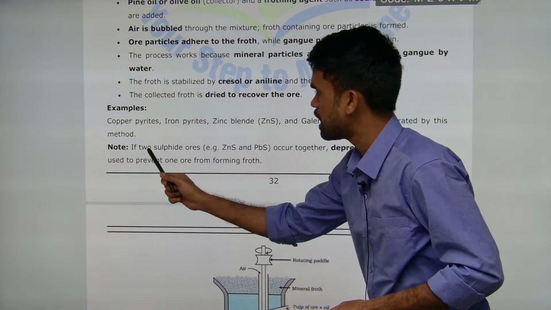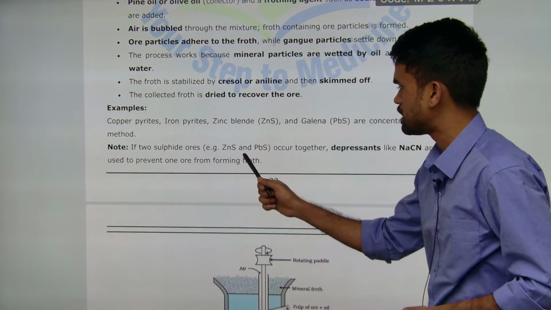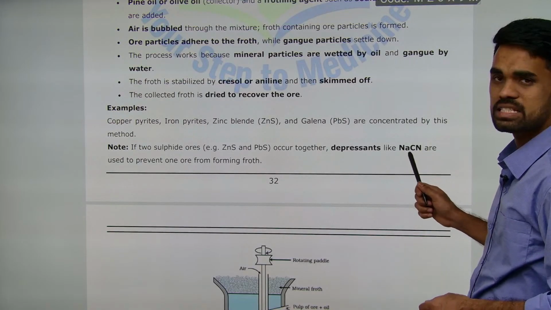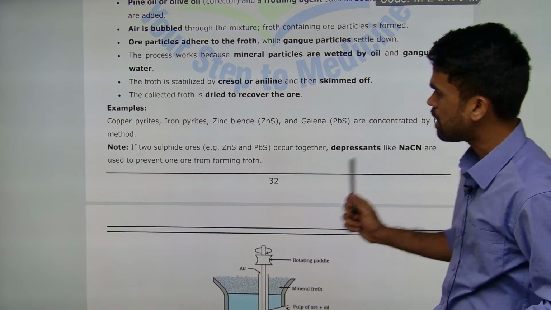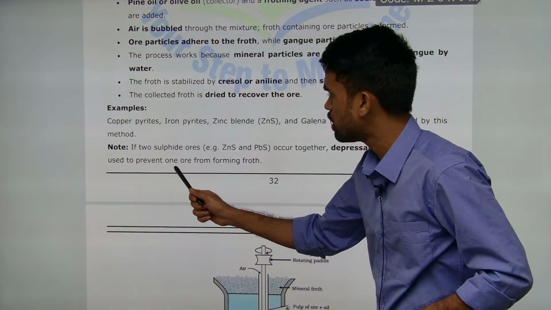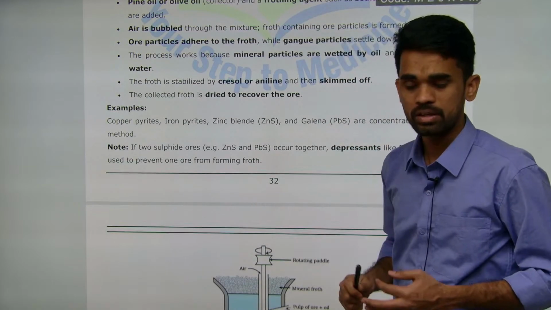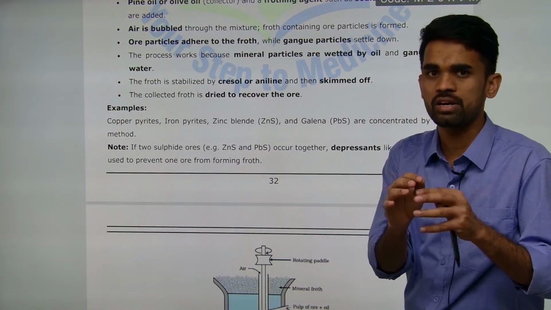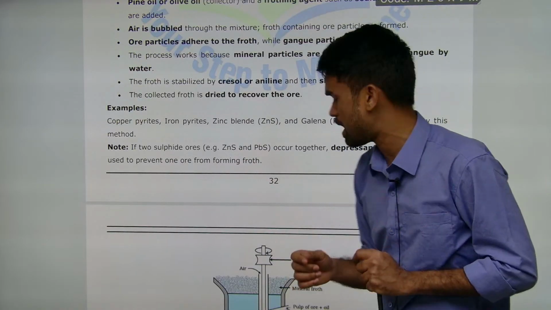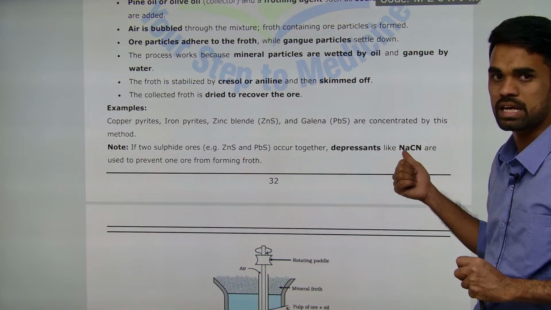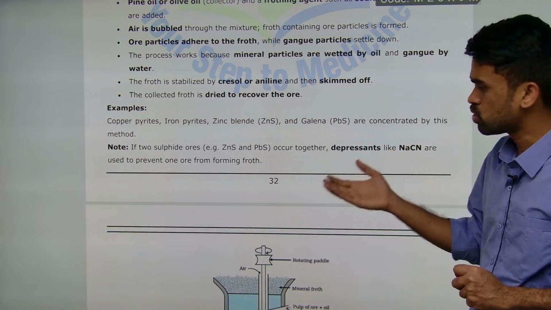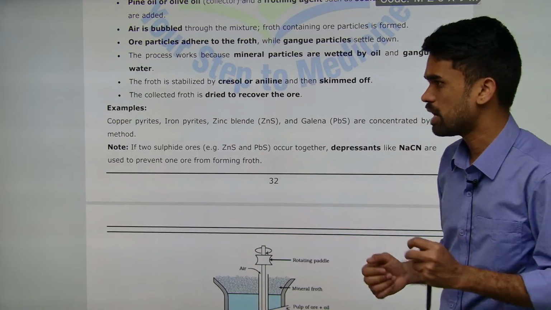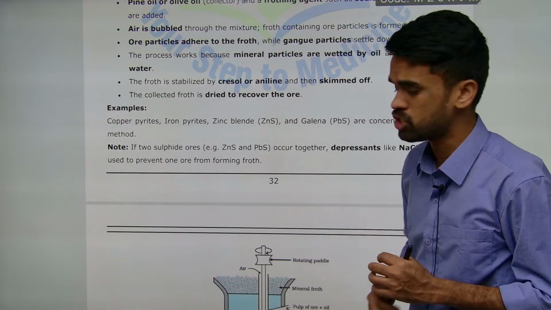Read this. If two sulfide ores occur together, then depressants like NaCN, sodium cyanide, are added to prevent one ore from forming froth. It means out of these two, only one will form froth, another will not. So for this purpose we add NaCN, sodium cyanide, so that only one will be purified first, then later the other. Like that we can use this froth flotation process.